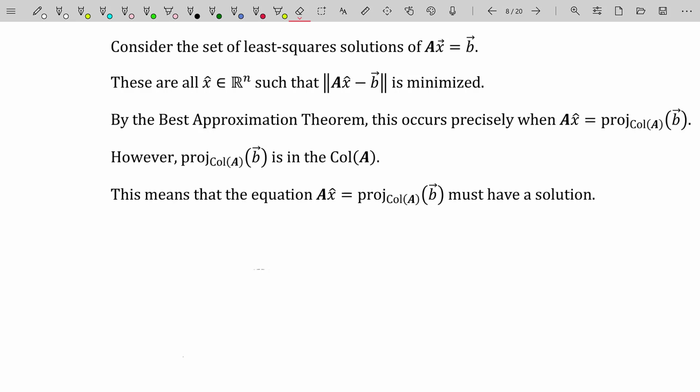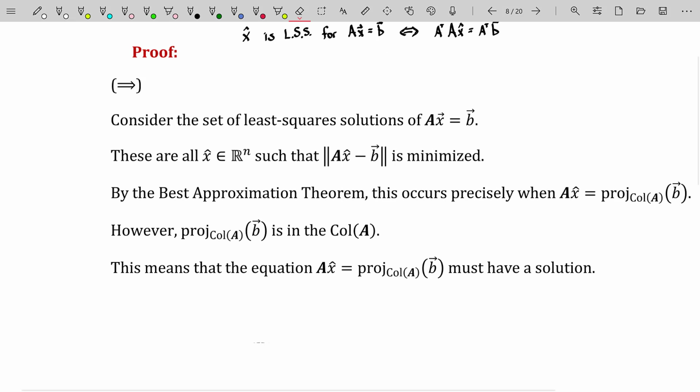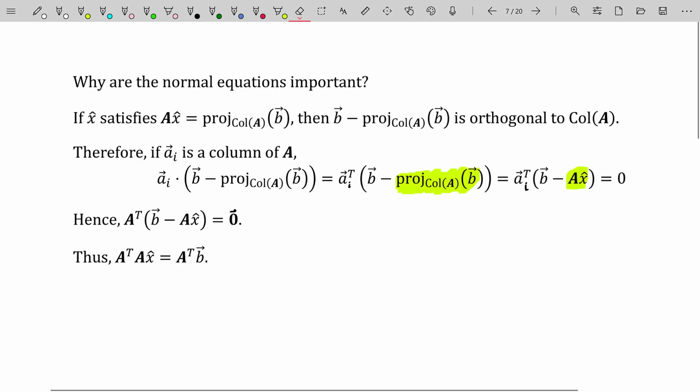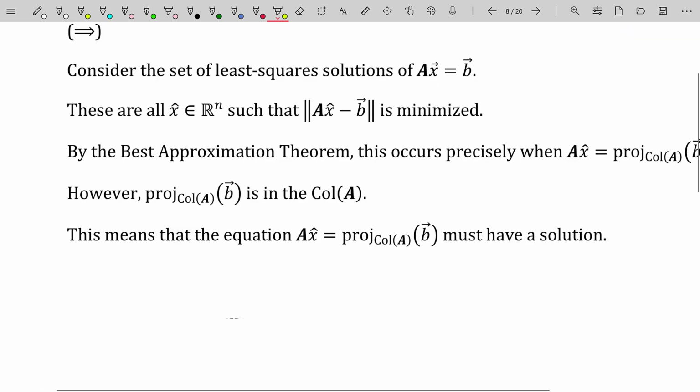Now that we know that equation's consistent, we can go back to our very first page, or second page in this video, I think it was, where we said, if x hat satisfies that A x hat is equal to the projection of b onto the column space of A, then A transpose A times x hat must be A transpose b. That's why I made mention of this early on, so that we could use it here.